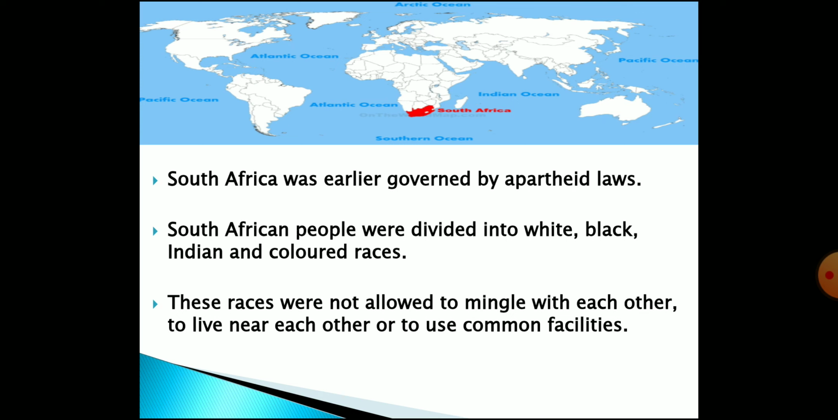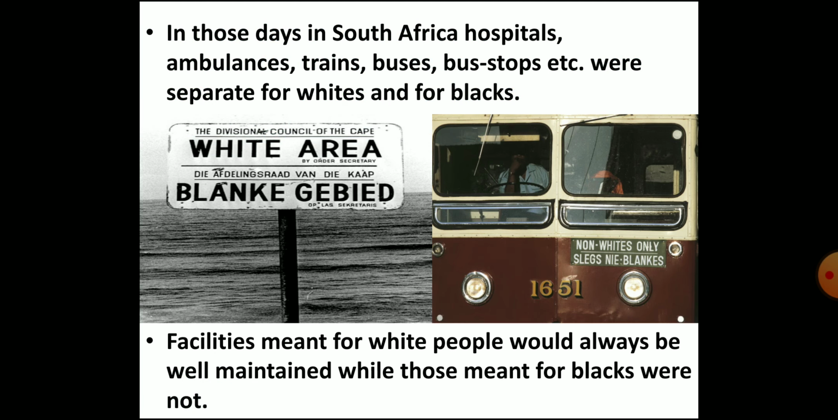According to the apartheid laws, these races were not allowed to mingle with each other. They were not allowed to live near each other or even to use common facilities. In South Africa, under the apartheid government, trains, buses, bus stops, even the hospitals and ambulances were separate for whites and non-whites. And there was great difference in the standard and condition of all such facilities. The facilities meant for whites were well maintained, while those for black people or non-whites were not.